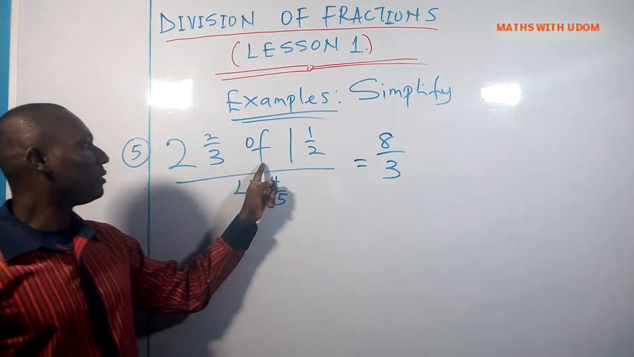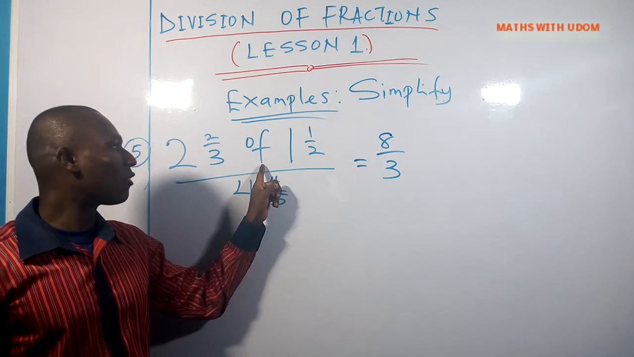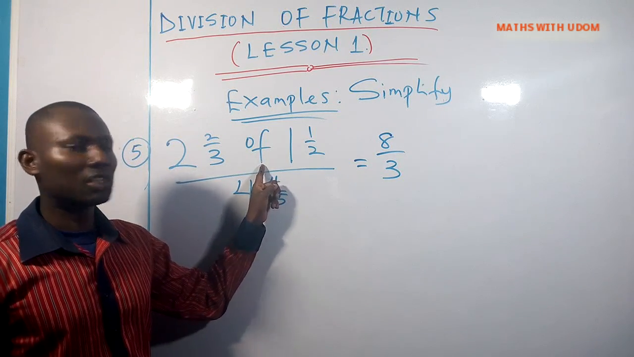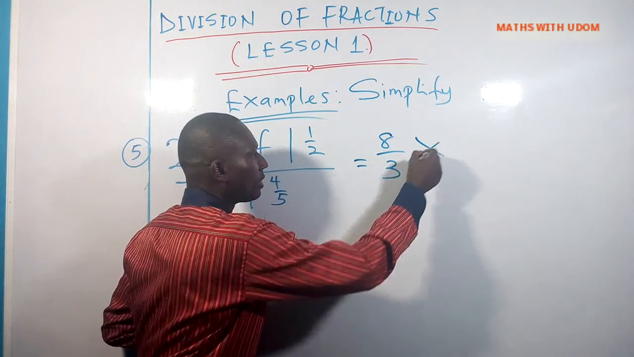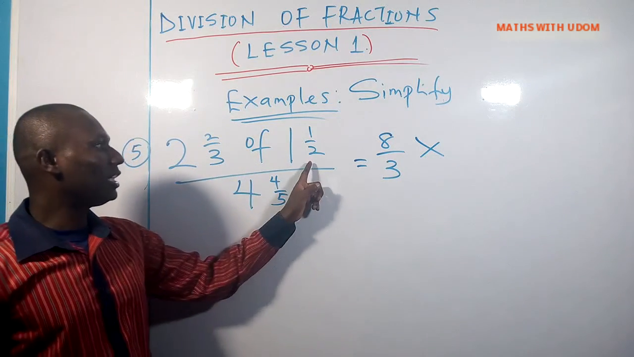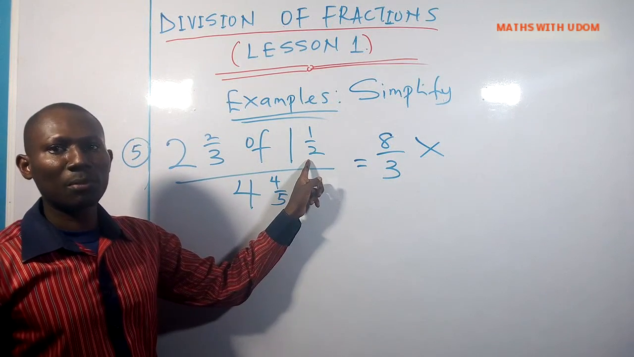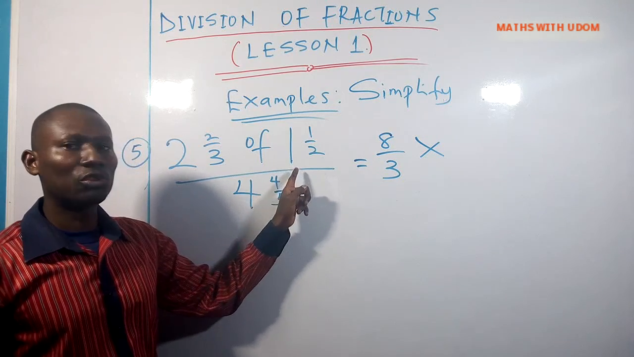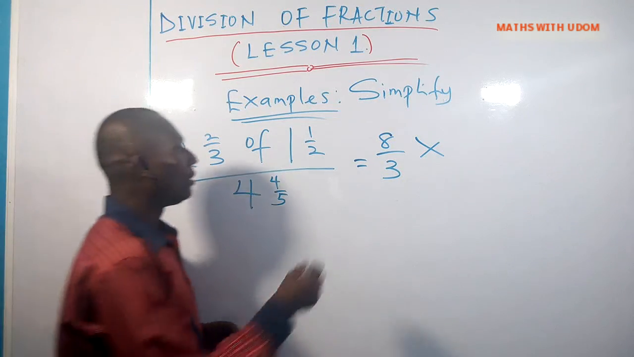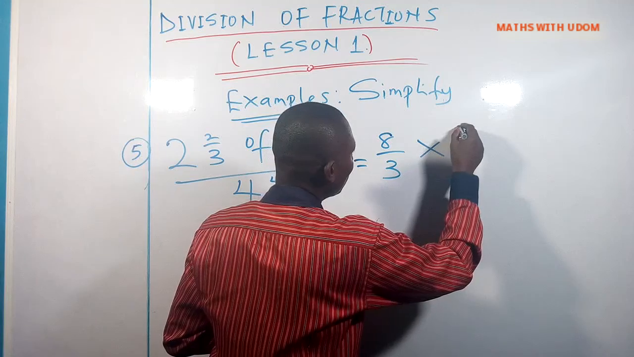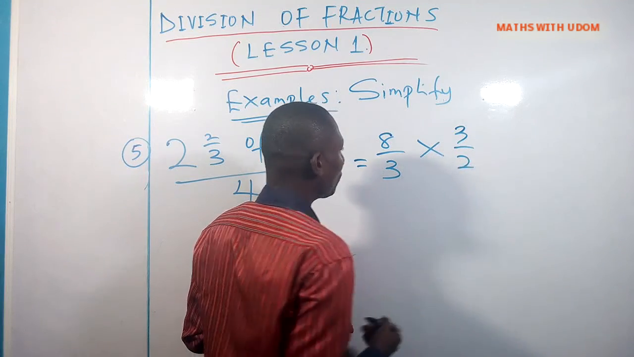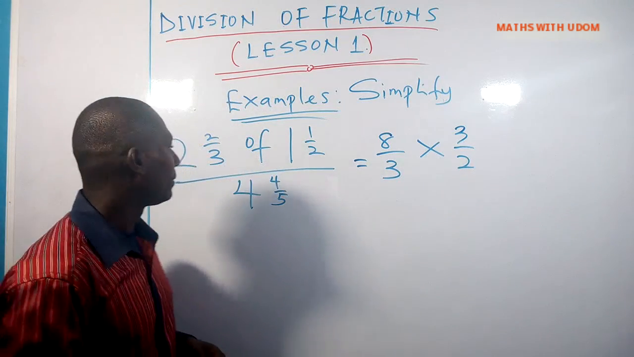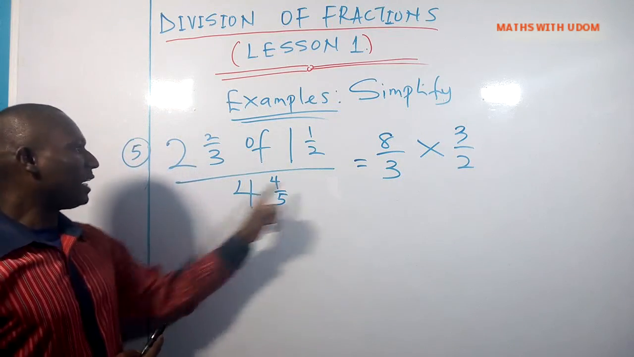Now, "of" in mathematics or in fractions represents multiplication. So we write multiplied by, and we change 1.5 also into an improper fraction. So 2 times 1 is 2 plus 1, 3 over 2. 3 over 2.